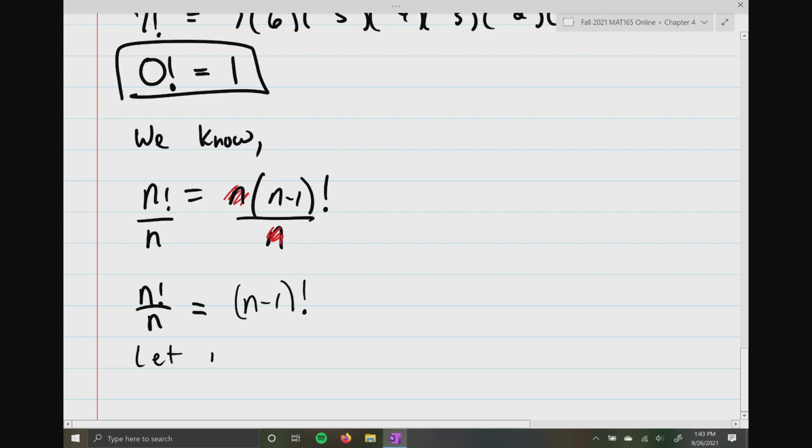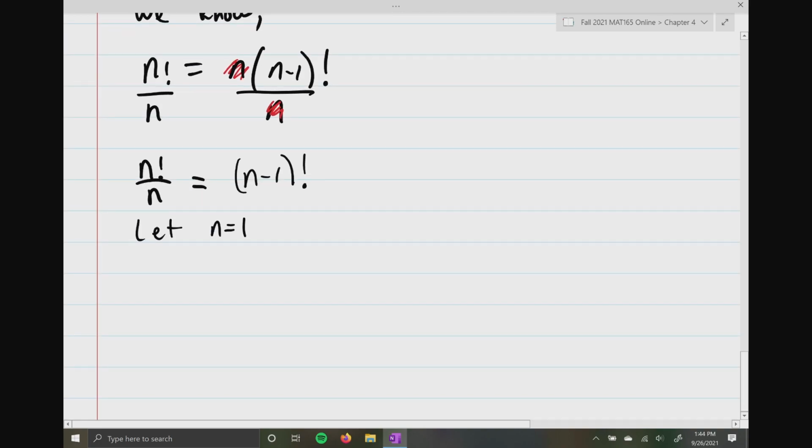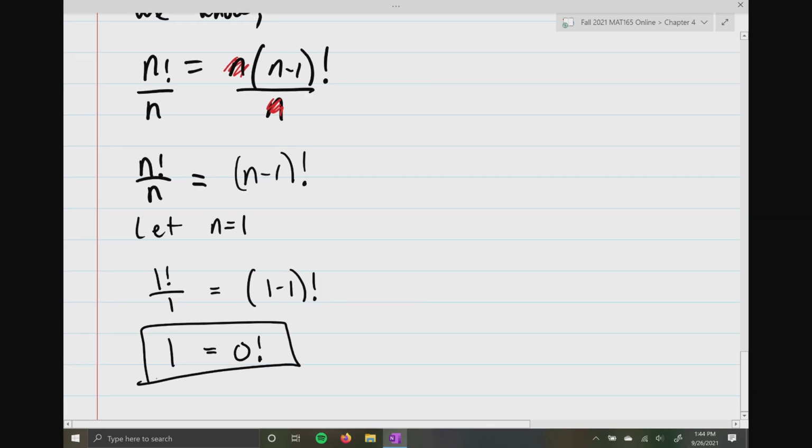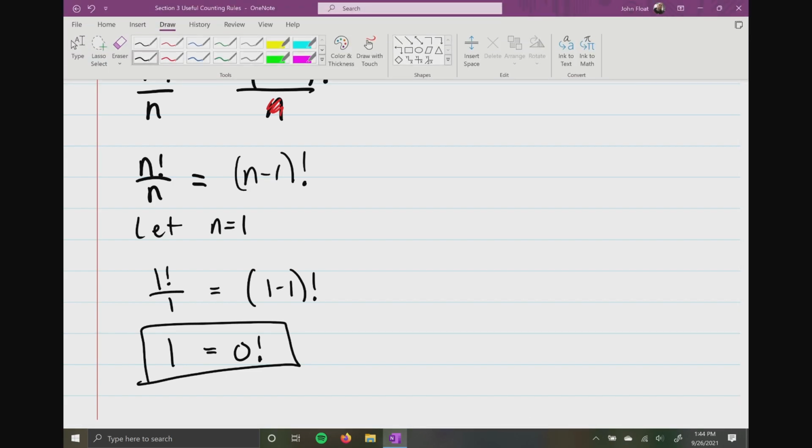So now, if I let n equal 1, on the left-hand side, I get 1 factorial divided by 1 equals the quantity of 1 minus 1 factorial. Now, 1 factorial is 1, over 1 is 1, so on the left-hand side you get 1, and on the right-hand side, 1 minus 1 is 0 factorial, which is exactly what we wanted to show. 0 factorial equals 1. So now, hopefully you can see how this factorial rule kicks in when we have objects that are no longer repeating, okay? So let's look at another example here.